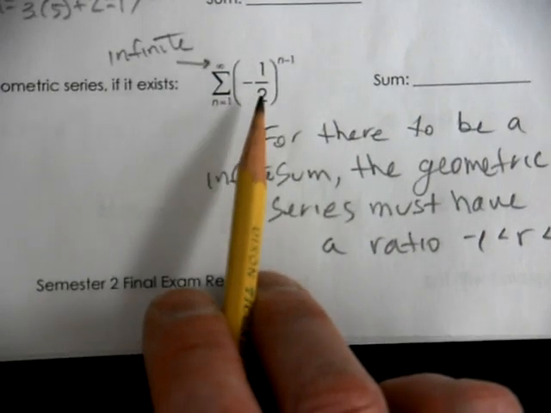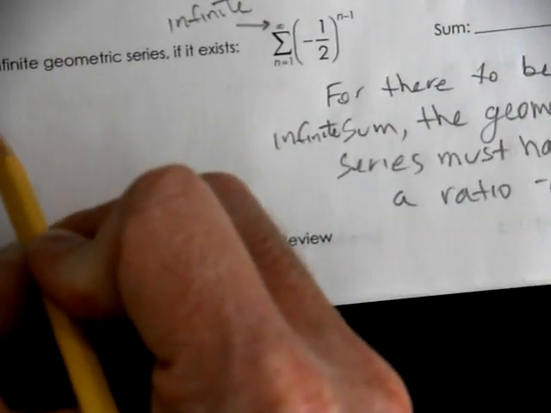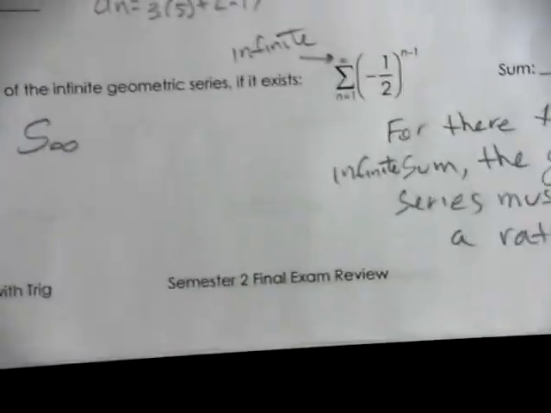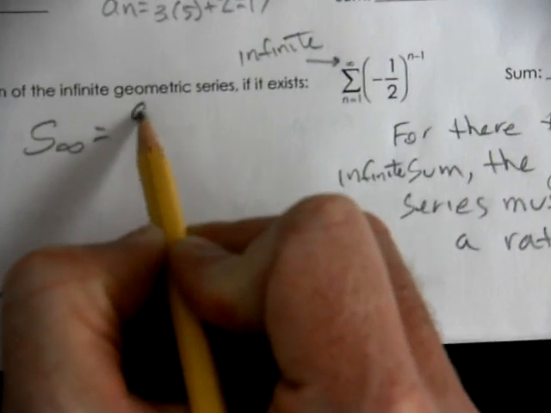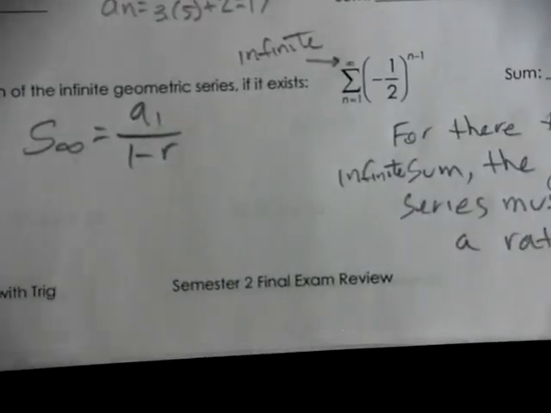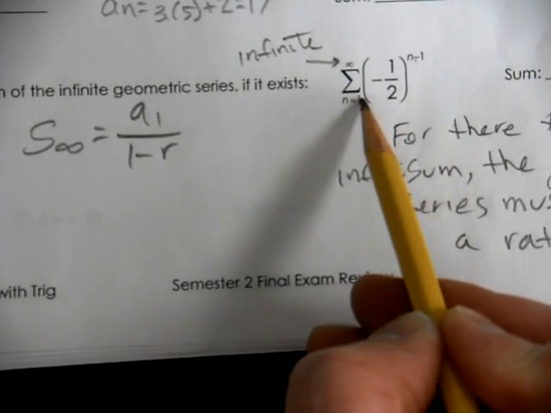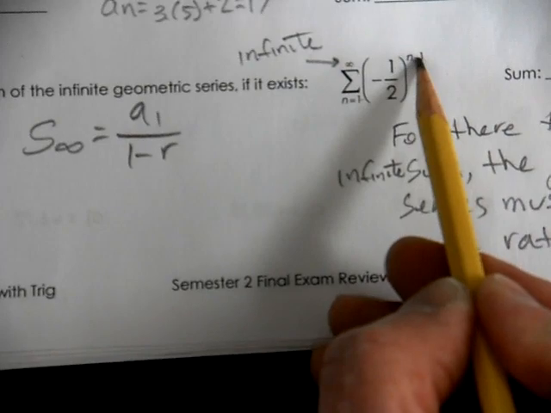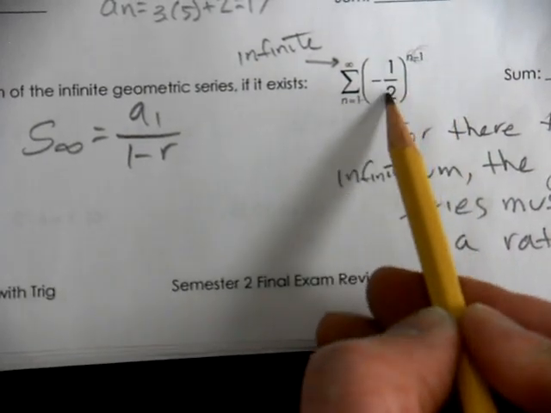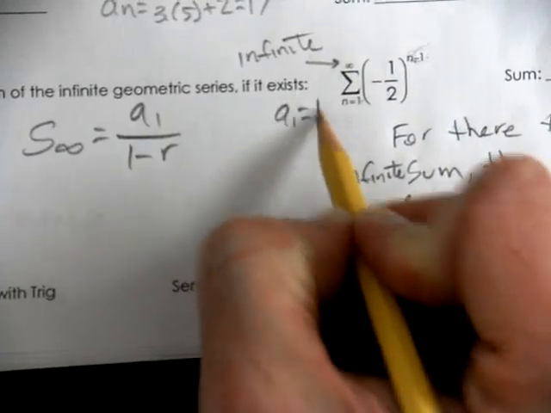Our R value is -1/2. That falls in between -1 and 1. So the infinite sum is going to be your first term divided by 1 minus R. So our first term is when we plug 1 into this. So you plug 1 in here and you get 1 minus 1, which is 0. Any value to the 0 power is 1. So A of 1 is 1.